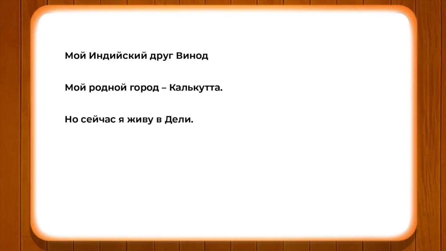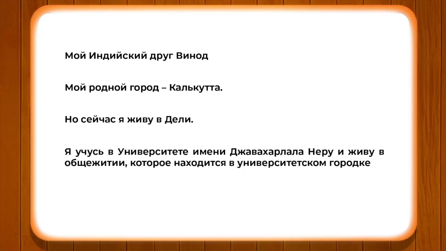Но сейчас я живу в Delhi. But, no means but, сейчас means now or right now. Я живу, I live, from the verb жить, to live, conjugated in the form of я живу где? В Delhi. So we have also seen the usage of verb conjugation of жить as well as the usage of предлог or preposition в Delhi.